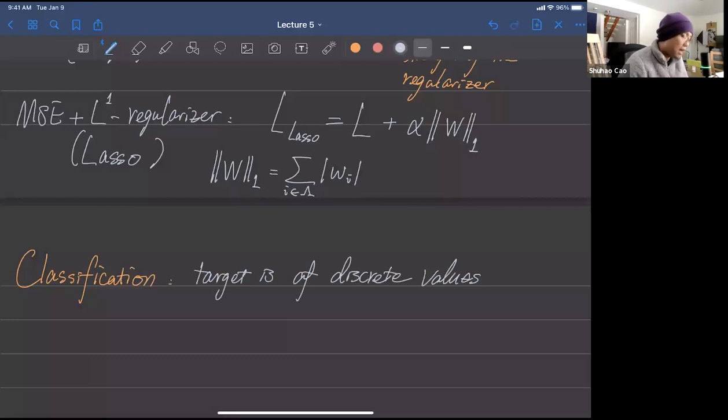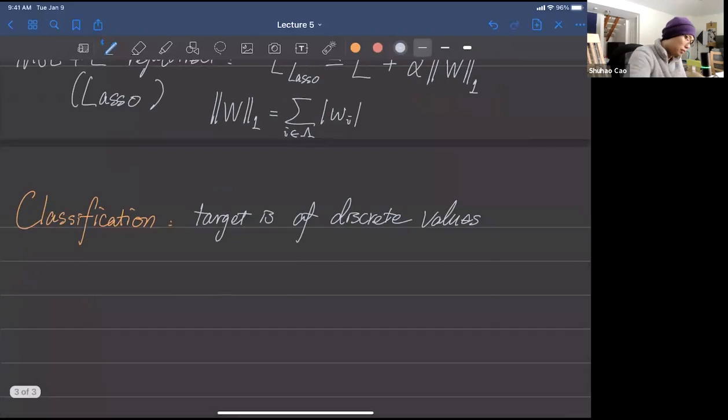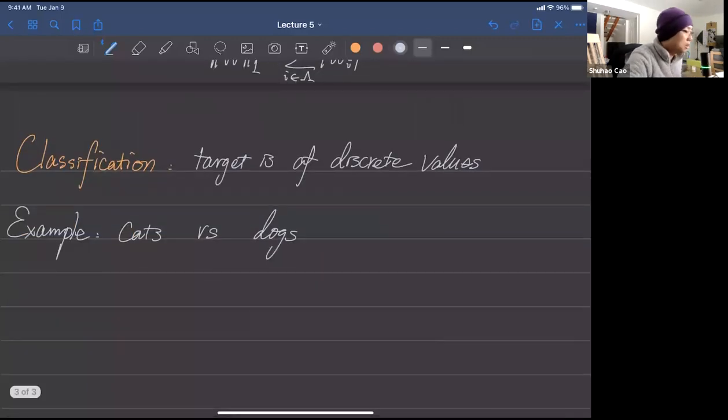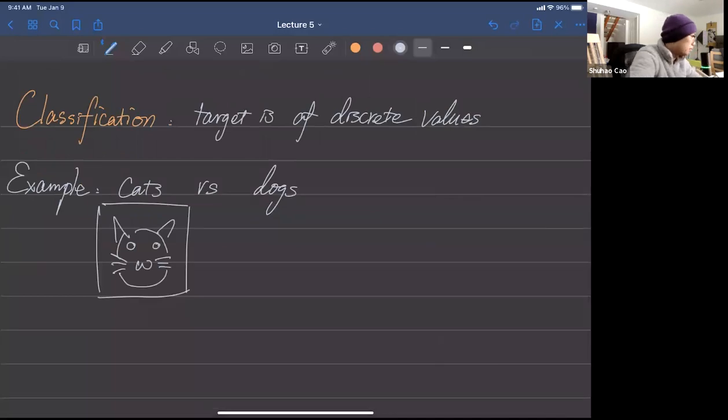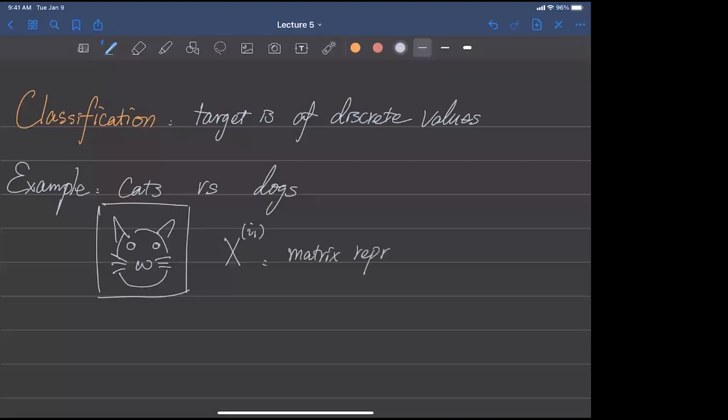So what do I mean by discrete values? Let's use a classic example: cats versus dogs. It's also one of the famous machine learning competitions on Kaggle. Let's say we have a cat sample. This is an image of a cat, and this is a matrix, let's say I1, representing this image, okay?